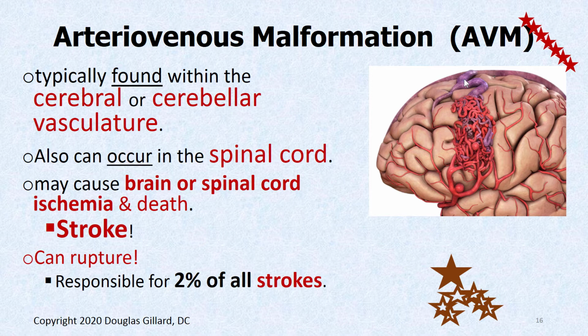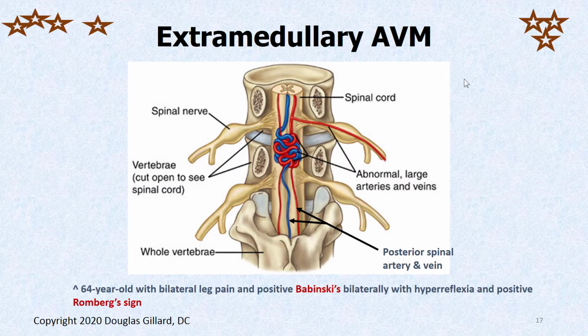And usually found in the cerebral, like middle cerebral arteries, anterior, posterior cerebral arteries, cerebellar vasculature. They can occur in the spinal cord as well. They're responsible for about 2% of all strokes that occur.